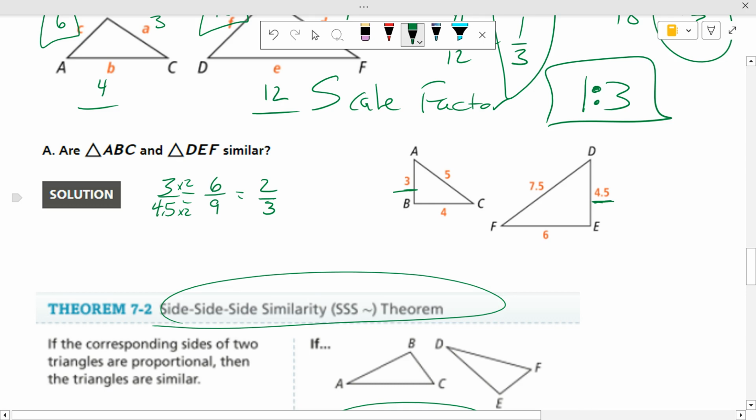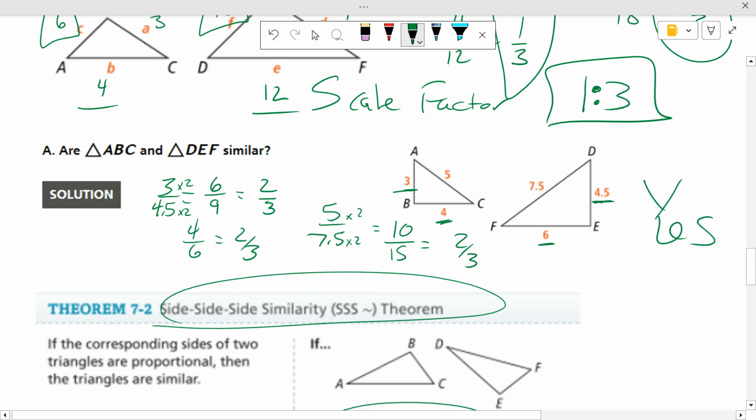Okay? All right. Then medium and medium is 4 and 6. 4/6 is definitely 2/3. And then we have 5/7.5. Again, we have a decimal. So if we multiply them both by 2, we get 10/15, which is 2/3. If they're all 2/3, are they similar? Yes, they are similar.